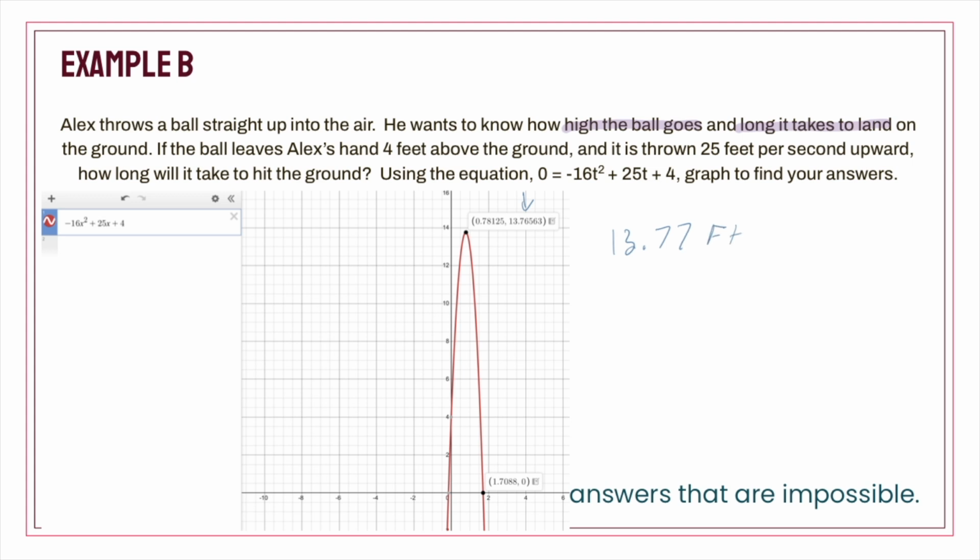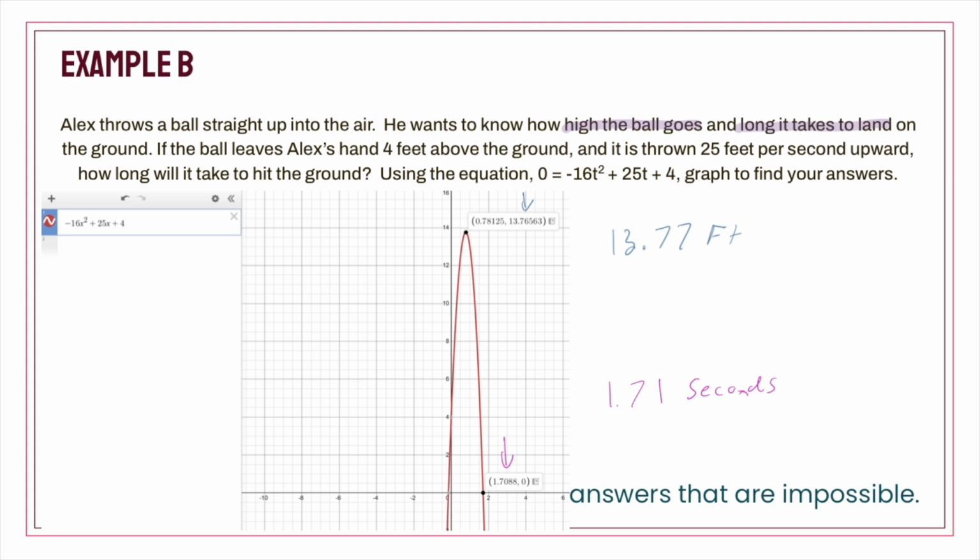The next question wants to know how long it's going to take, and so that we can see down here, we're going to have it when it hits 0, because when it hits 0, we know it hits the ground. So the ball is back down on the ground, and we're going to record the x value in this case, and that's 1.7, and we're going to round that to 1.7 seconds, because that's how long it takes it to get to the ground. Now, it's very important that you remember which one you're looking for and that you label your answer, because this is a word problem and it needs a word answer.